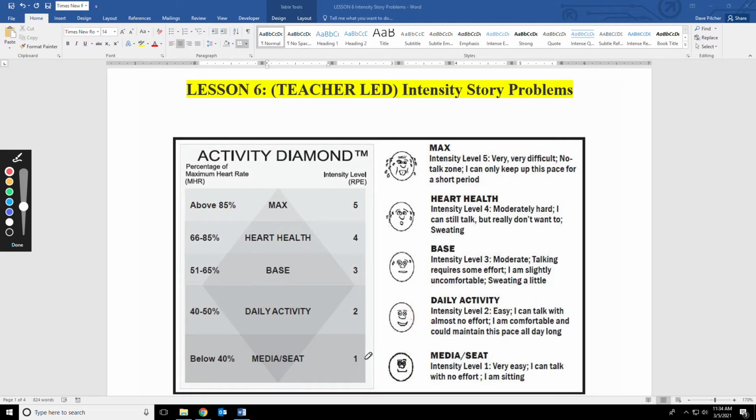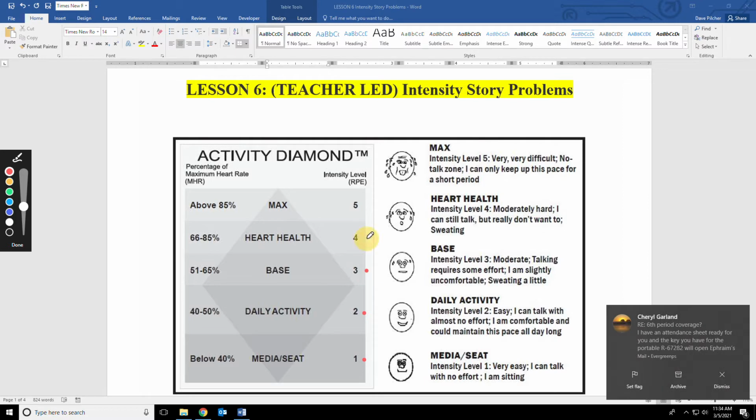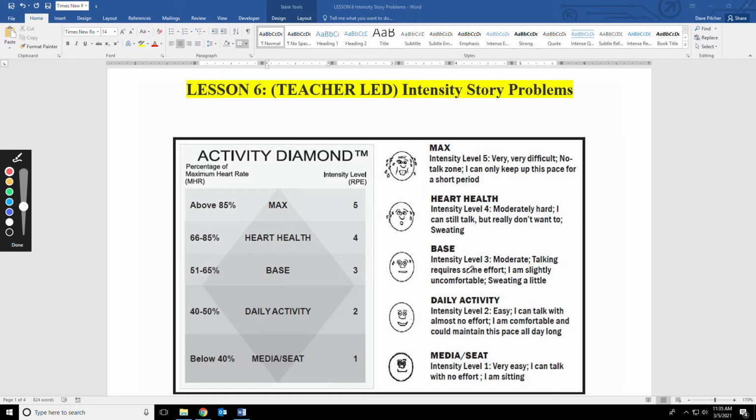There are 5 intensity levels. Level 1 is media seat, level 2 is daily activity, level 3 is base, level 4 is heart health, and level 5 is max. The difference on the right side is that they actually give you little descriptors. So media seat, intensity level 1: very easy, I can talk with no effort, and I am sitting.